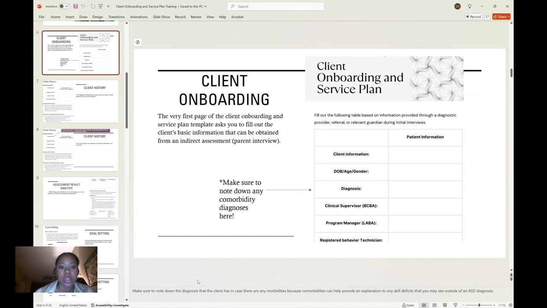So this is the first page that includes all of the basic client information. And I want to highlight the importance of filling out the diagnosis, because with a lot of clients that you may see, they have other comorbidities. And these comorbidities can actually help provide an explanation for any other skill deficits that you might see outside of an autism spectrum disorder diagnosis.